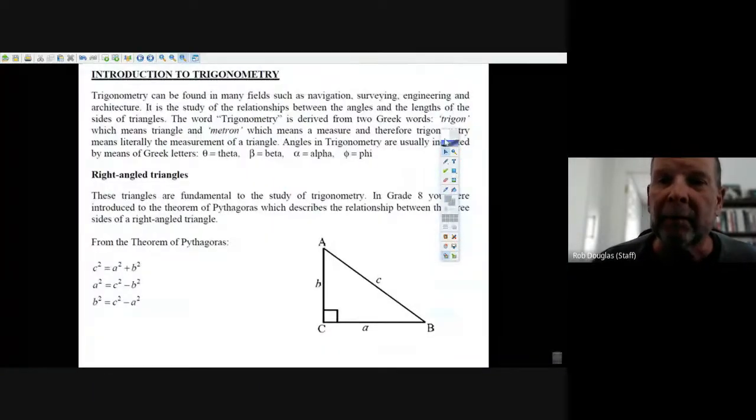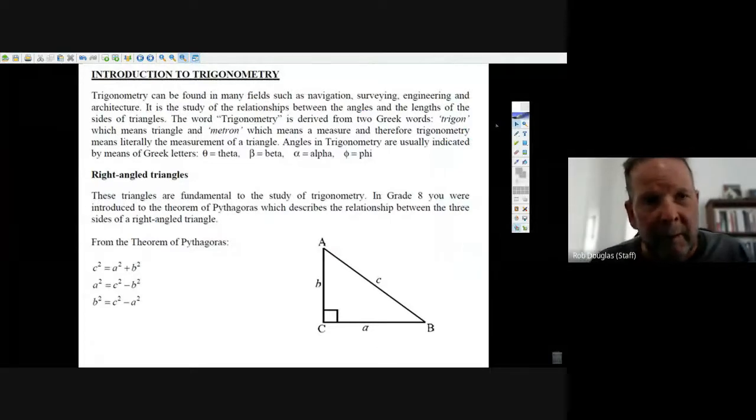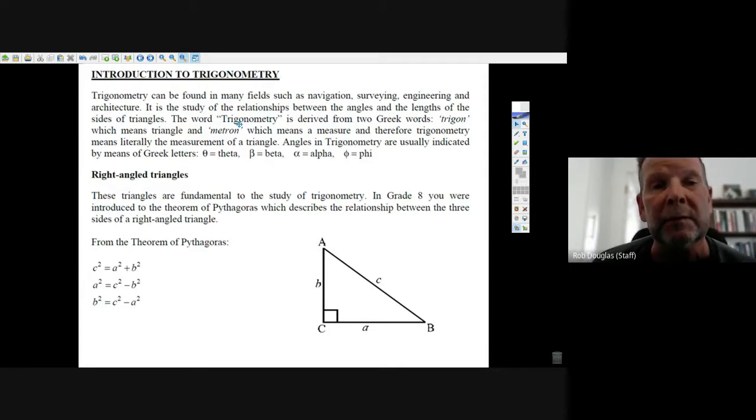Okay, this is an introduction to trigonometry. You have these notes here, and I'm just going to help you a little bit with them. It starts off and they say trigonometry can be found in many fields like navigation and engineering and architecture, and that's really true. But this trigonometry is even more special than that. Trigonometry is used for the language of everything that goes in circles or cycles.